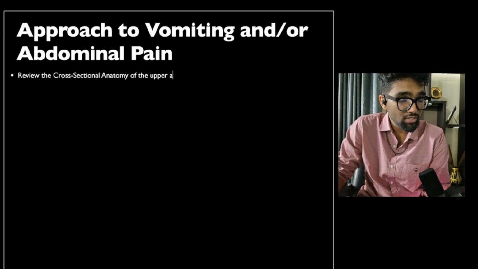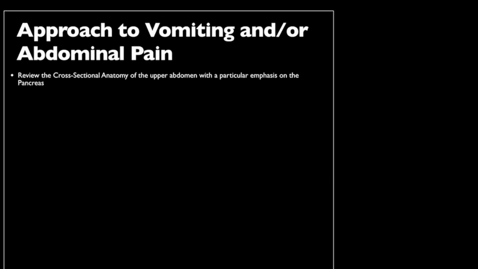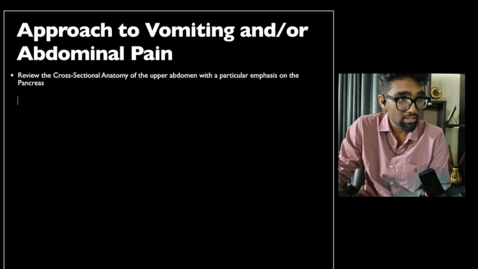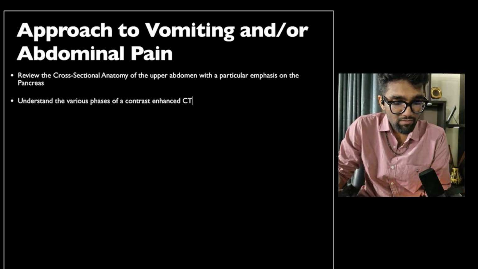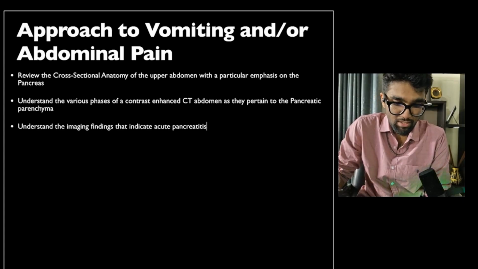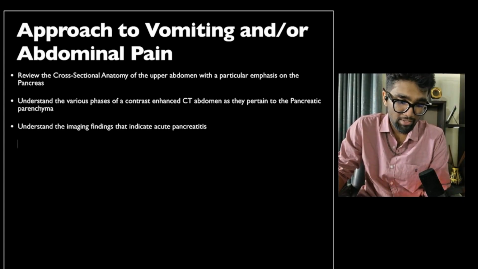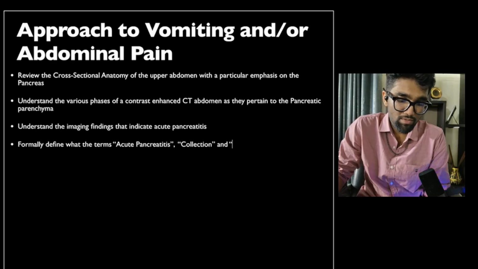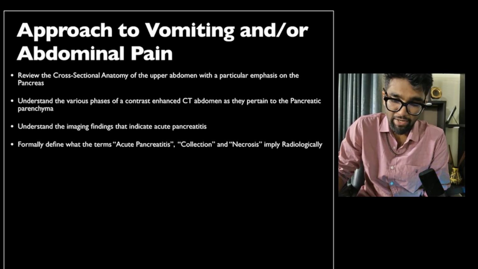We'll be reviewing the cross-section anatomy of the upper abdomen, with a particular emphasis on the pancreas. We'll understand the various phases of a contrast-enhanced CT abdomen as they pertain to the pancreatic parenchyma. We'll understand the imaging characteristics that define or indicate the presence of acute pancreatitis. We'll formally define what the terms acute pancreatitis, collection, and necrosis mean radiologically.